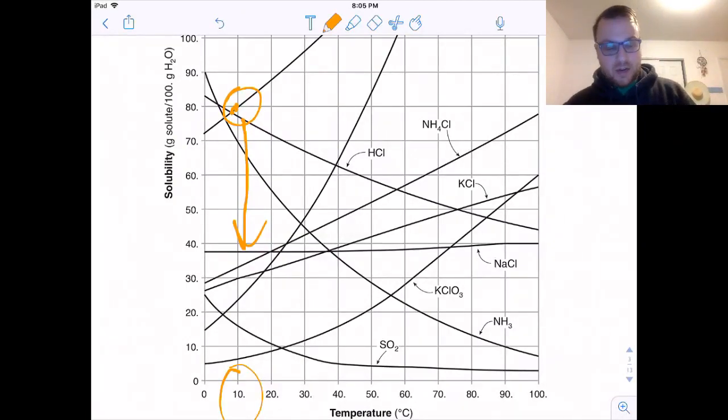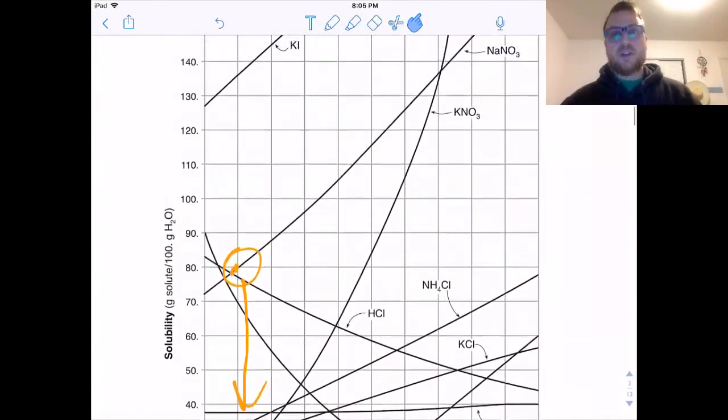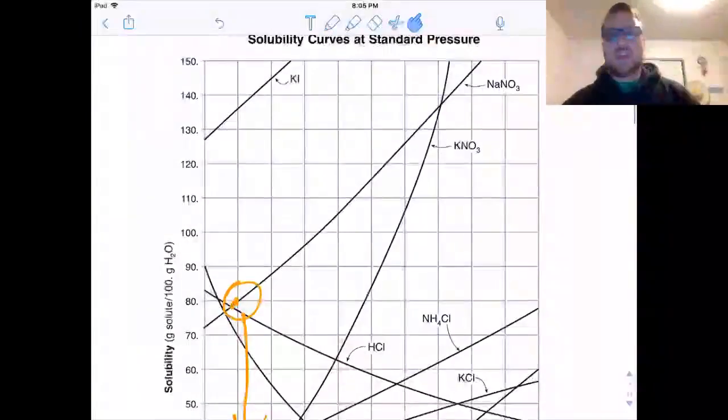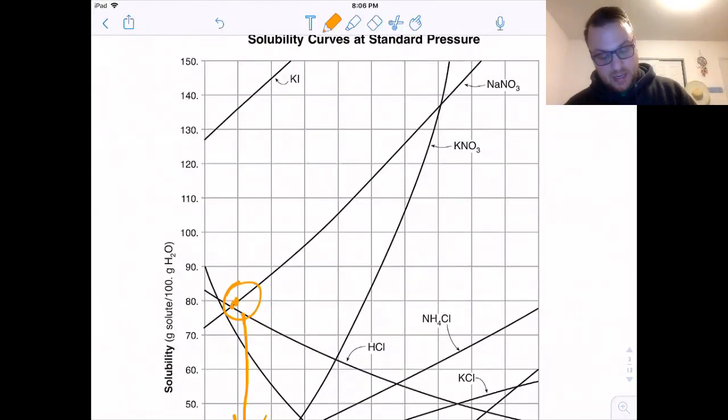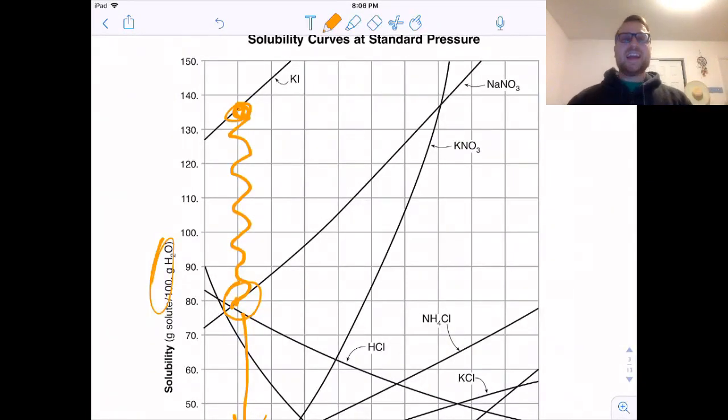So anything that's above that orange dot at 10 degrees is unsaturated because I can keep adding and adding and adding more, and then I finally hit KI. The most KI you can dissolve in 100 grams of water at 10 degrees is like 135 grams. So 80 grams is unsaturated. It is undersaturated because we are under KI's curve. So the only possible right answer, hopefully it's a choice, which it is, is KI.